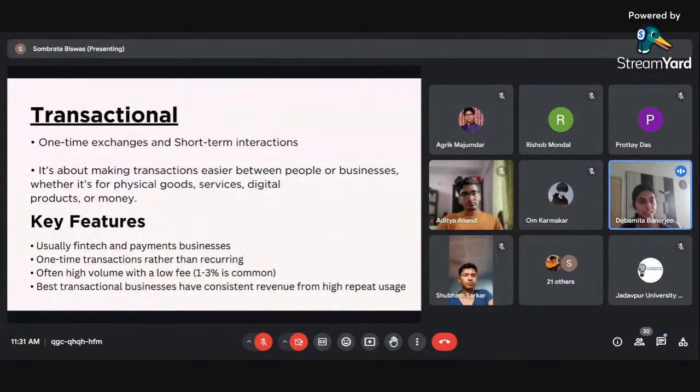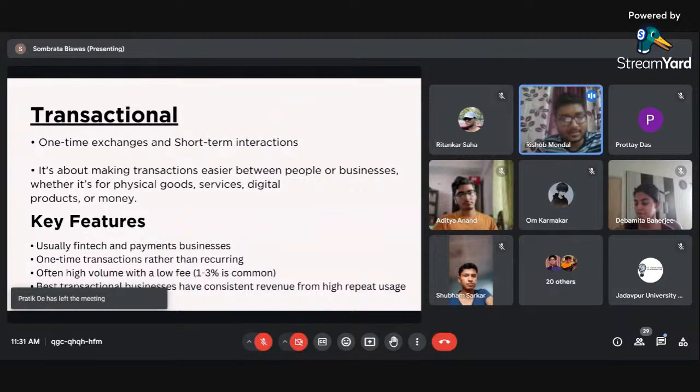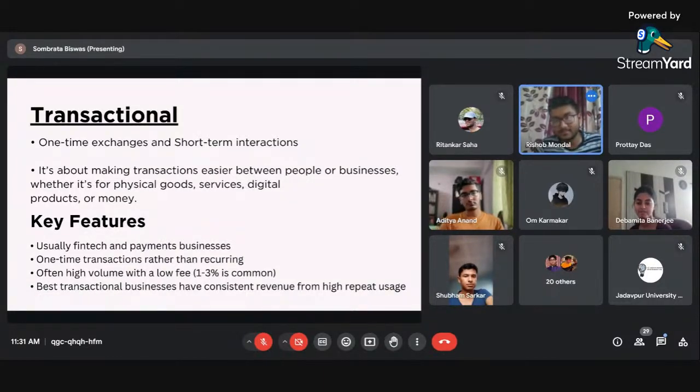Can we go to the next one? Transactional. I think Rishabh will take over right now. Yeah. So, does anybody out here have any idea what a transactional business model is? Any idea? Something like UPI, maybe, a platform to do some transactions easier. Yeah, it's actually a platform to do transactions.